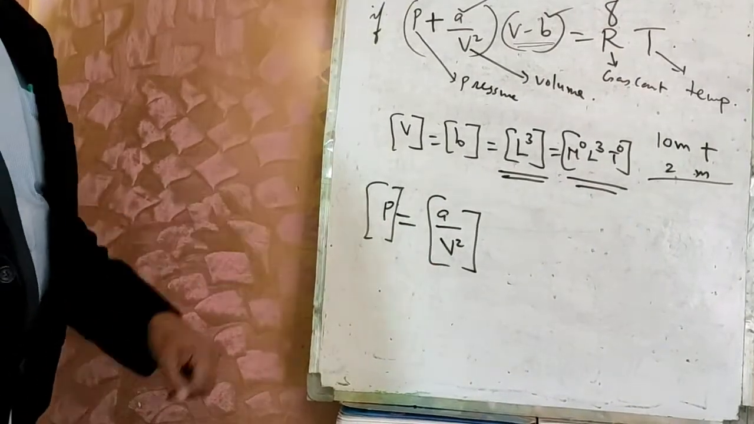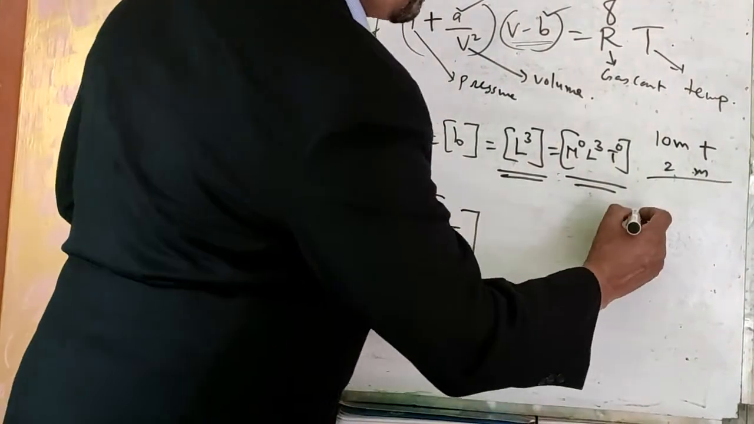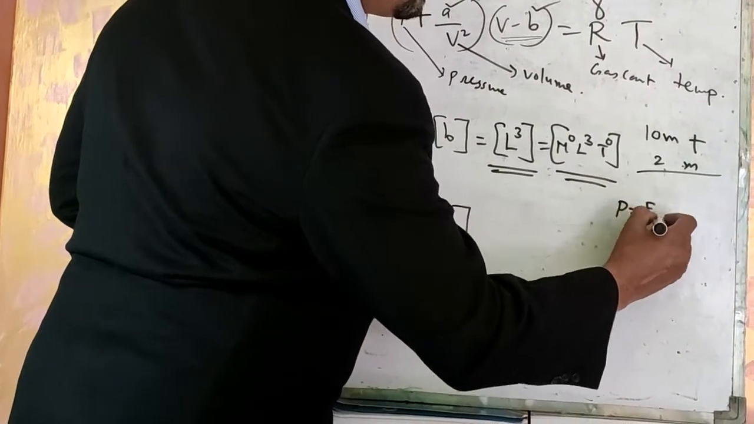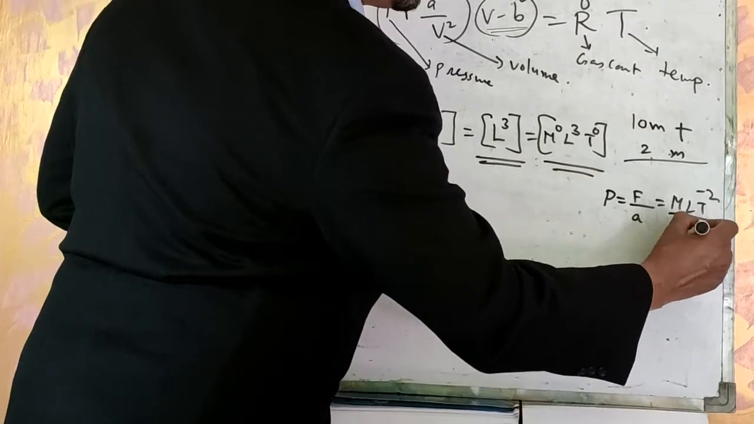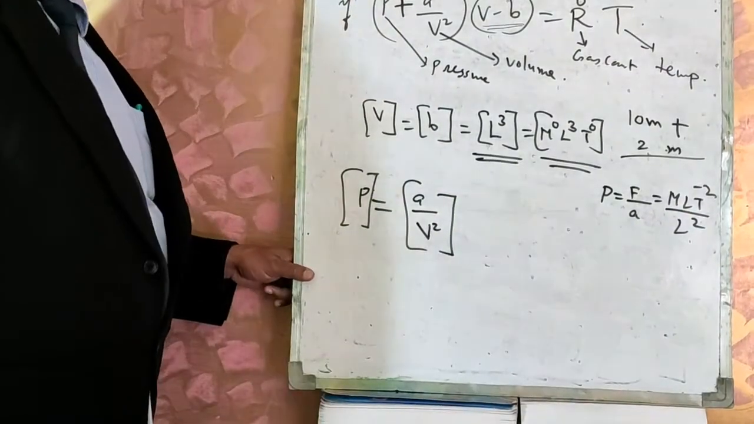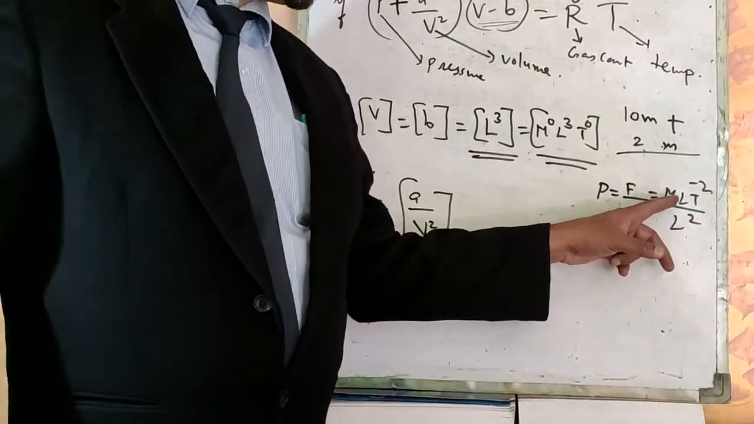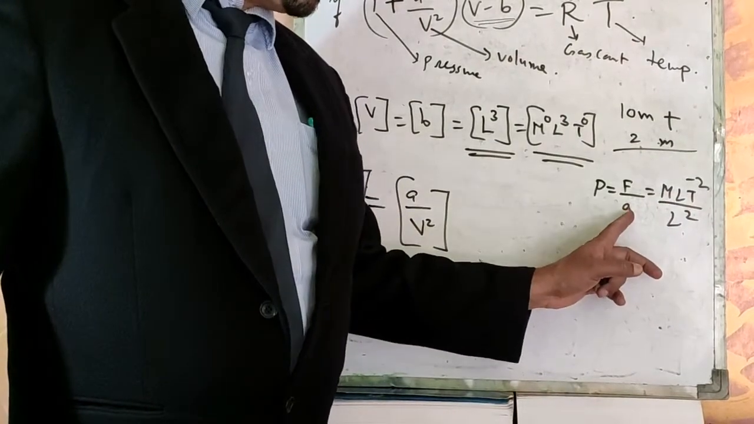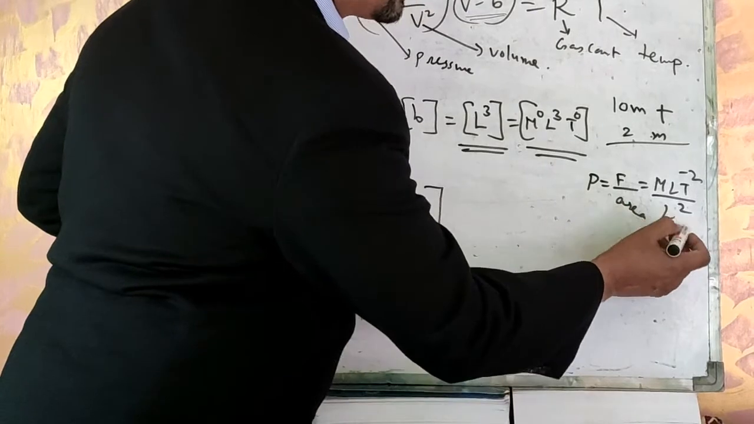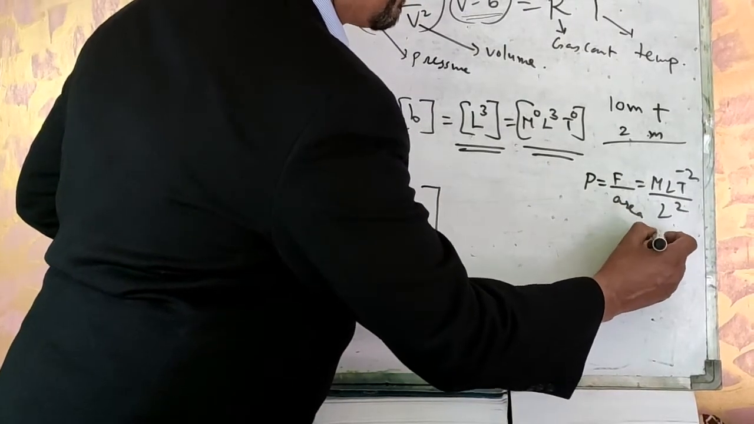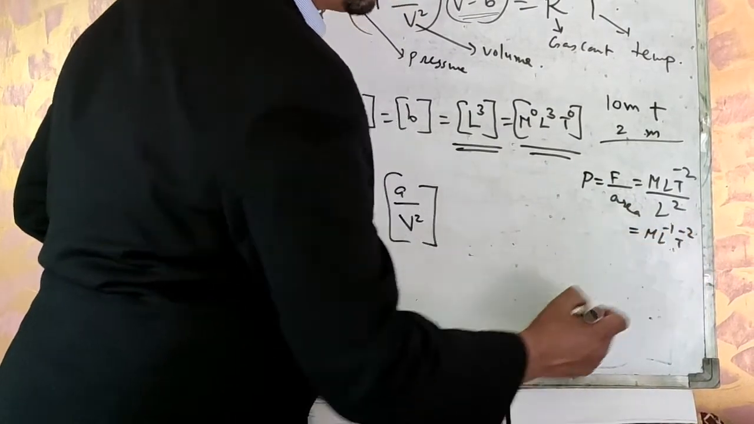Now the dimension for pressure. If you don't know, just think. Pressure is equal to force upon area. And force is mass into acceleration, divided by area, which is length square. Is it right? Force is mass multiplied with acceleration, and this A is area. Force upon area is called pressure. So your dimensional formula is M L minus 1 T minus 2.